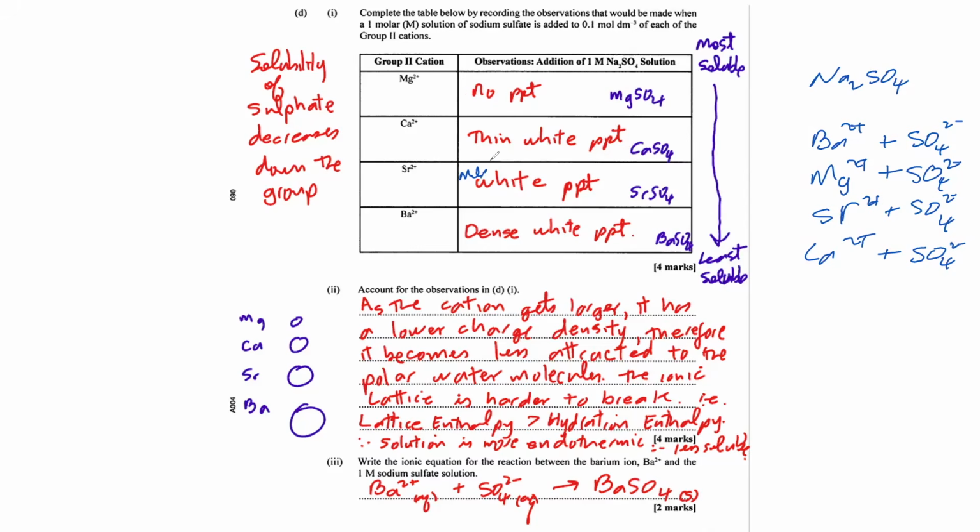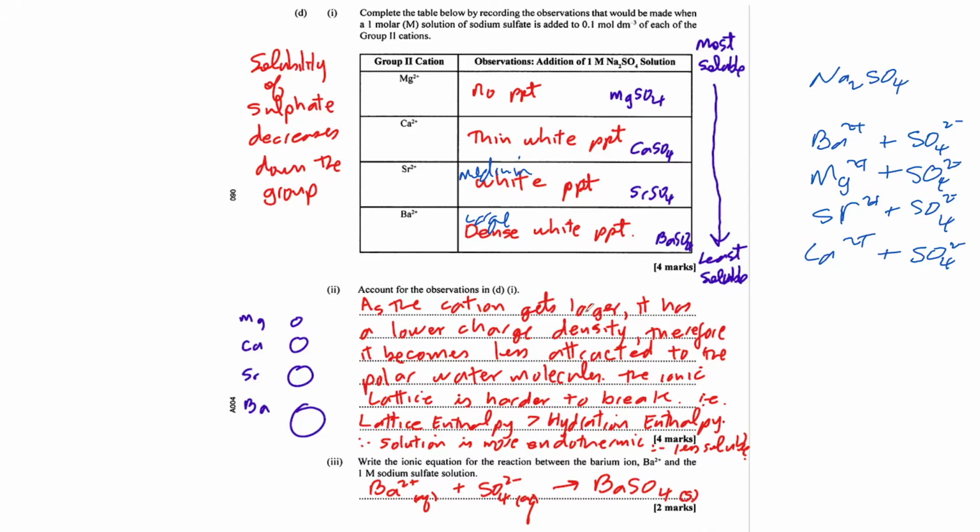We could put the term medium just to compare the sizes of the precipitate. And here you have a dense or large amount of precipitate as you produce barium sulfate. So going from magnesium sulfate, no precipitate, to small amount of calcium sulfate, to more than calcium sulfate for strontium sulfate. And of course, barium sulfate, being the least soluble, would produce the largest amount of precipitate. And that would answer our question for this table, knowing the fact that the solubility of sulfate decreases down the group.